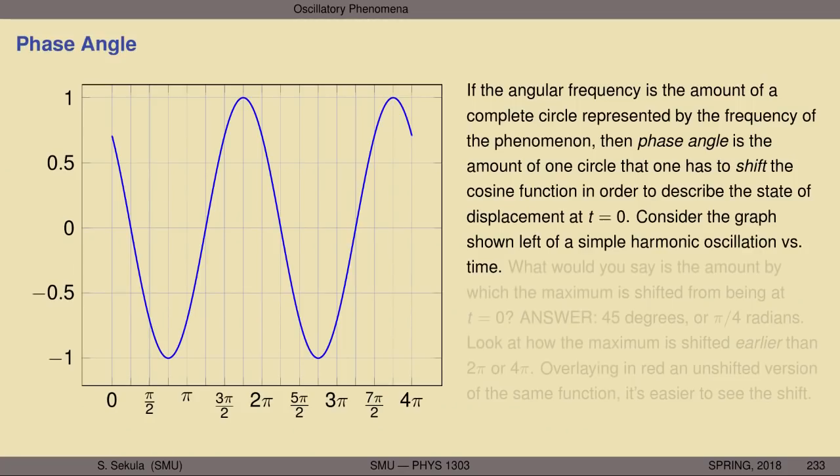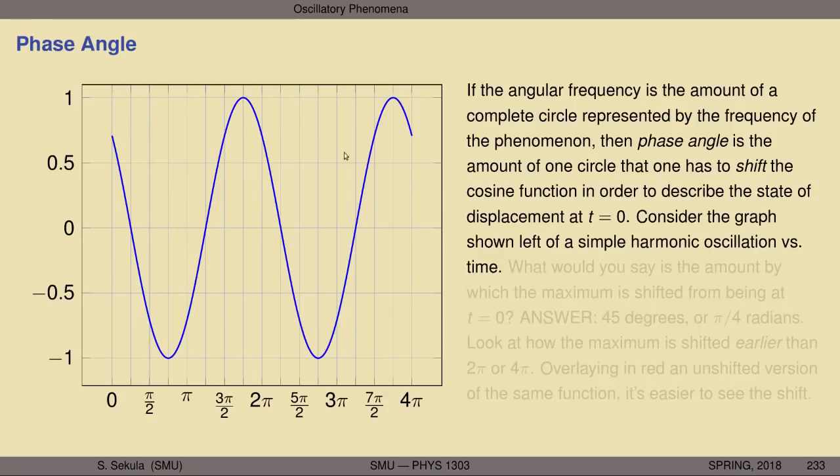Now what about the phase angle? If the angular frequency is the amount of a complete circle represented by the frequency f of the phenomenon, then the phase angle is the amount of one circle that you've got to shift the cosine function by in order to describe the actual state of displacement of the system when the clock starts ticking at t equals 0 seconds.